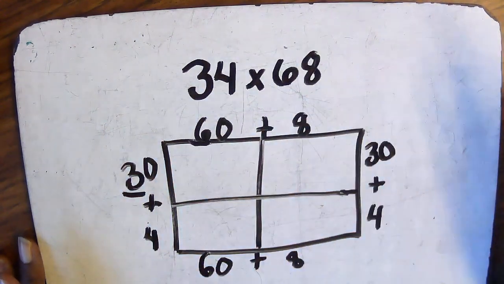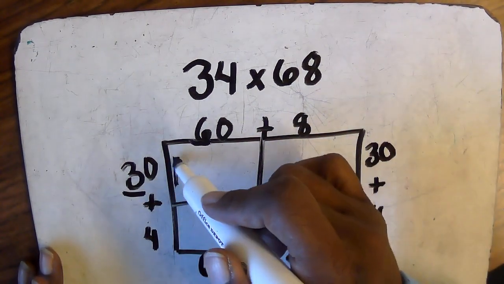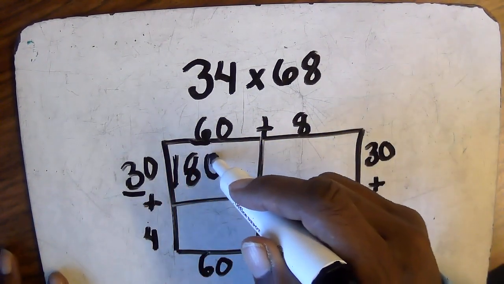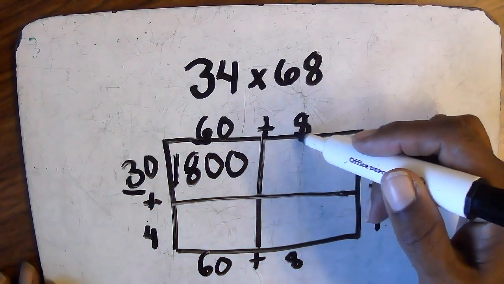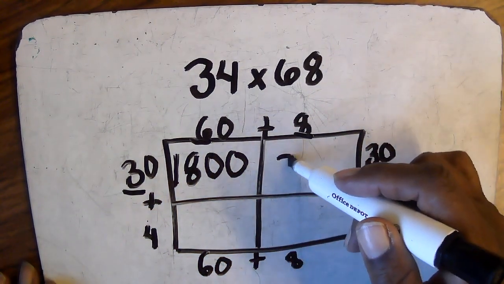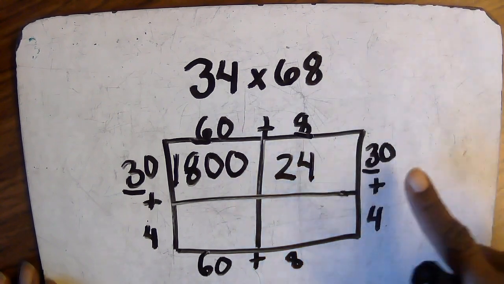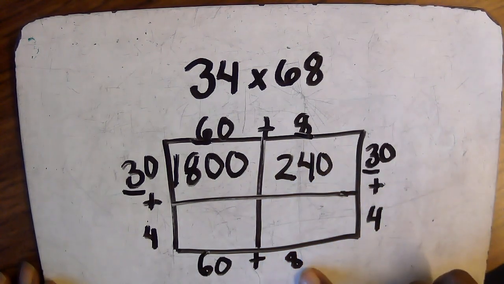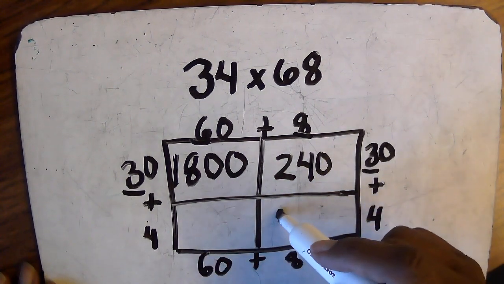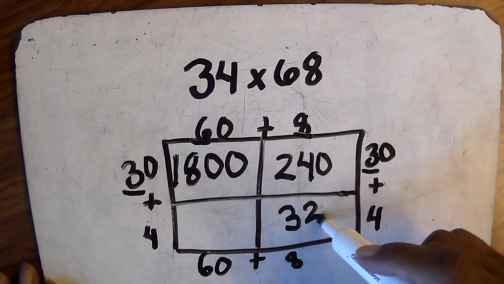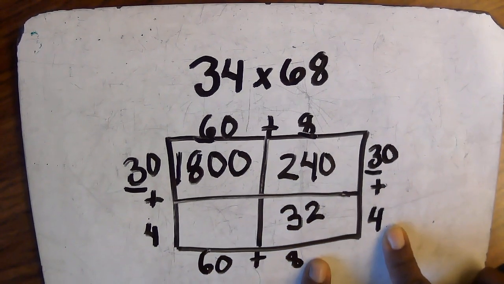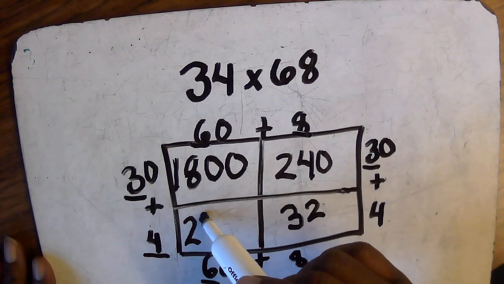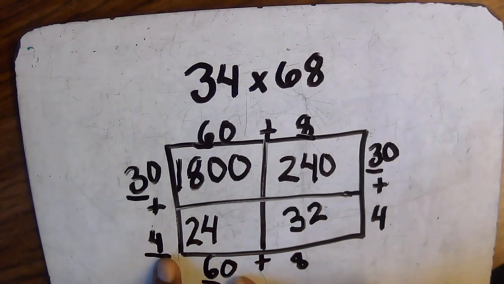6 times 3 is 18. How many zeros do I have? 2 zeros. 8 times 3 is 24. How many zeros? 1. 8 times 4 is 32. How many zeros? There aren't any. Next we have 4 times 6 is 24. How many zeros? Only 1.